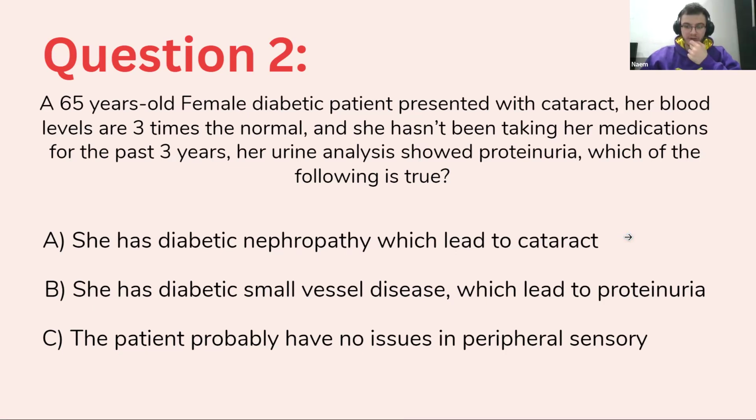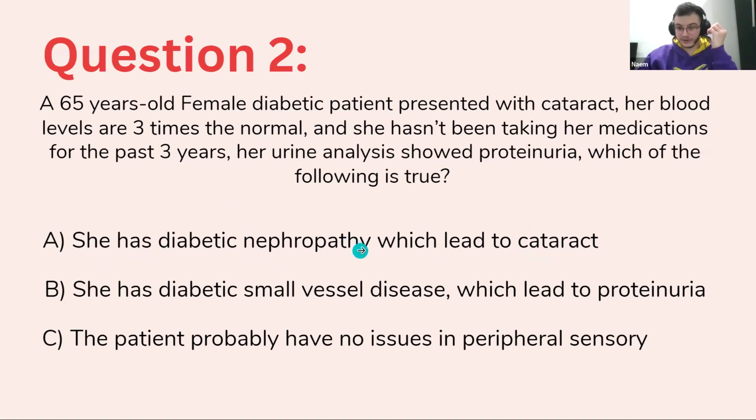Any answers other than A? Okay. So it's not A, it's B. Let me explain why it's not A. Remember when we said diabetic nephropathy? Diabetic nephropathy is related to the level of protein in the urine because nephropathy is in the kidney. Cataract is in the eye. It's because of the accumulation of sorbitol in the eye, right? So diabetic nephropathy, yes, she has diabetic nephropathy, but it has nothing to do with cataract.